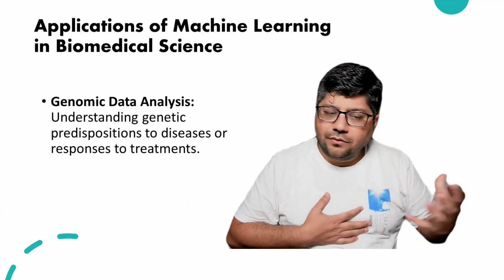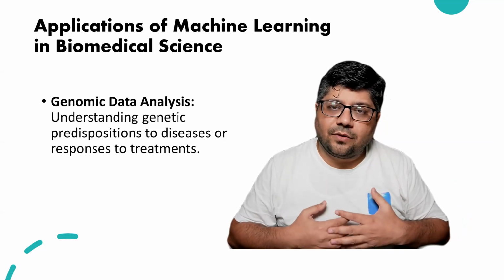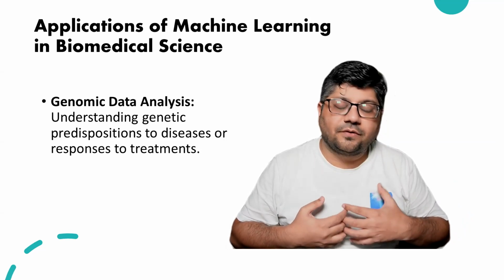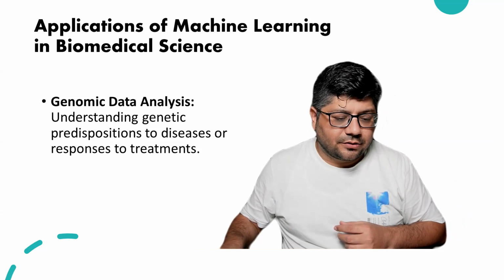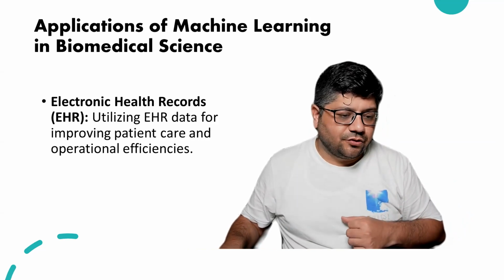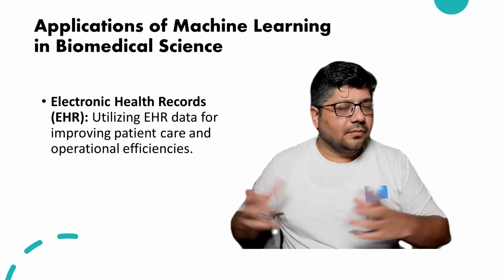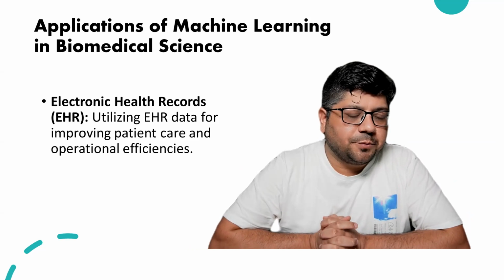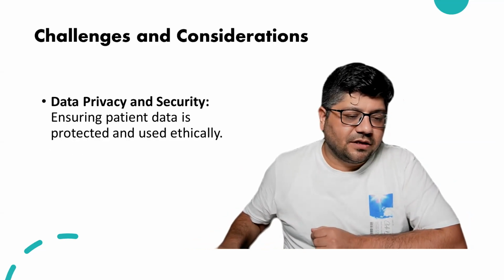You can use genomic data analysis, and based on that, you can identify people who are vulnerable or at risk of different diseases, and you can intervene earlier, so that again the outcomes of these individuals can be improved. You can use machine learning with the help of electronic health records to improve operational efficiencies. You can optimize the processes with the help of that.